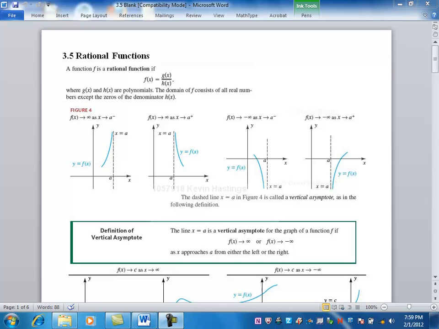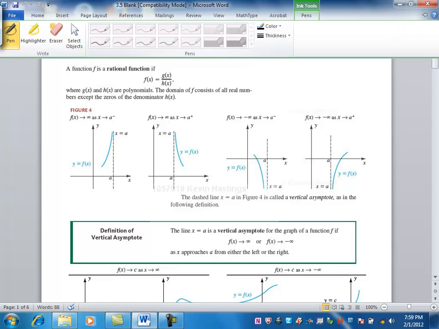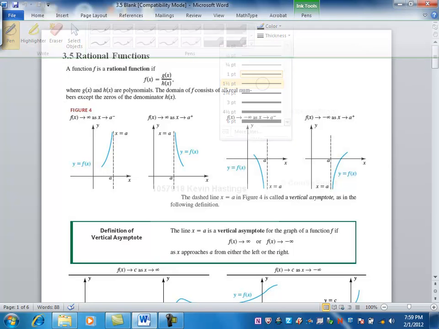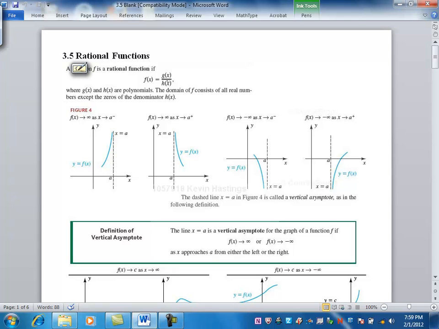Let's just jump right in and see what a rational function is here. A rational function is the ratio of two polynomials where we've got to be careful that the denominator is not the zero polynomial. One of the things that you'll expect with rational functions is the idea of a vertical asymptote.